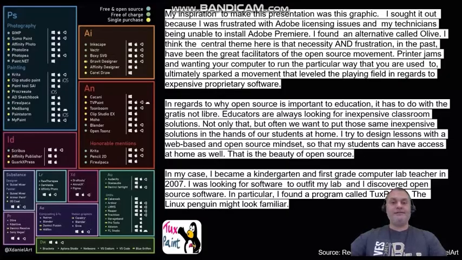Necessity and frustration in the past have been the great facilitators of the open source movement. Throwback to Richard Stallman and his paper jams, and Linus Torvalds getting frustrated because he wanted his operating system a certain way that he liked it, ultimately sparked a movement that leveled the playing field in regards to expensive proprietary software. So frustration, cost, a necessity. These are all things that propelled the open source software movement, and as educators we rely on these open source software solutions to help us teach.